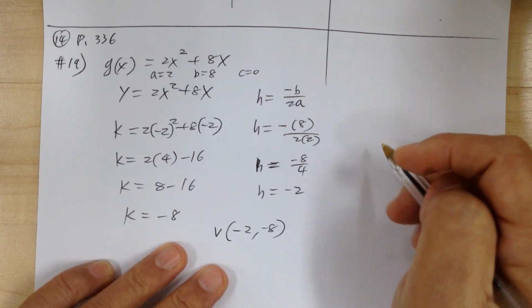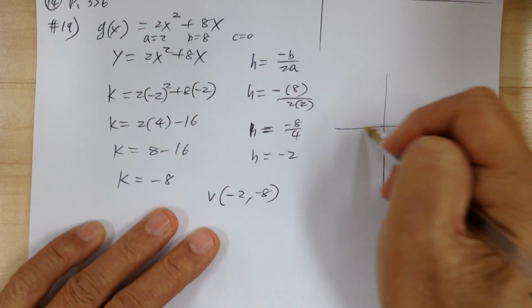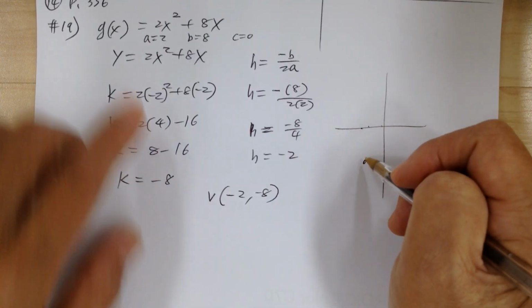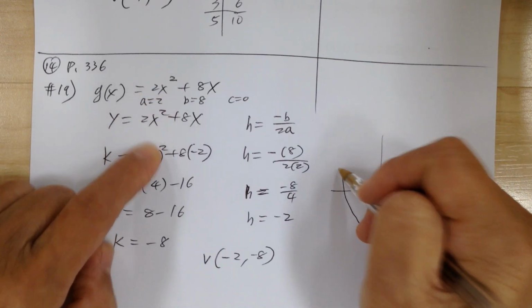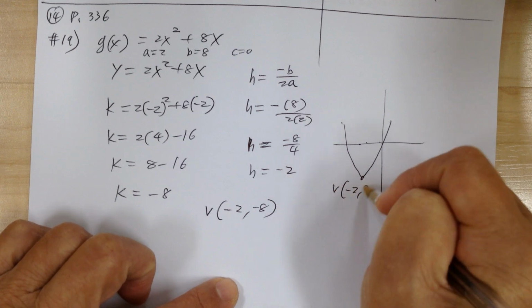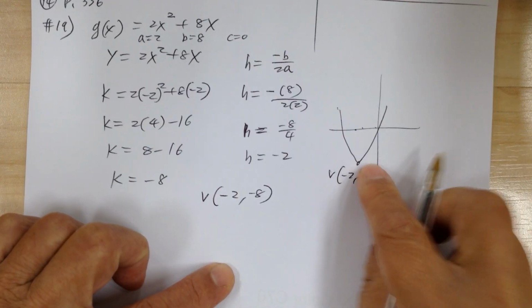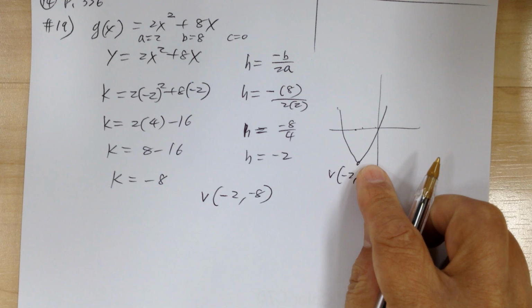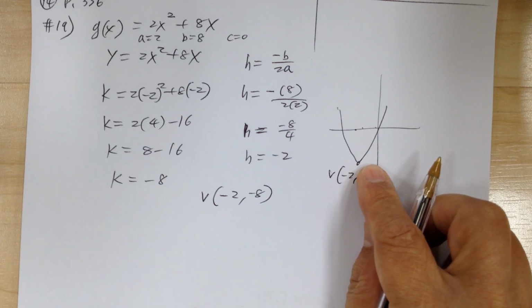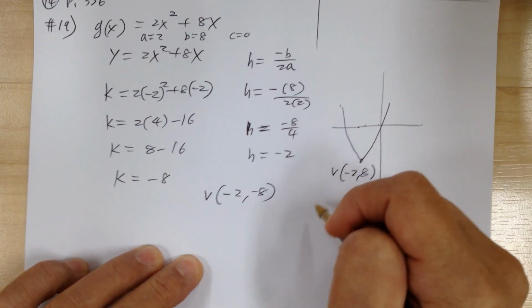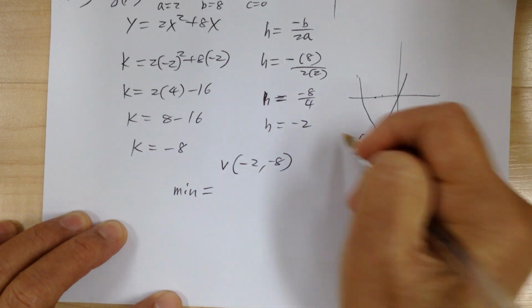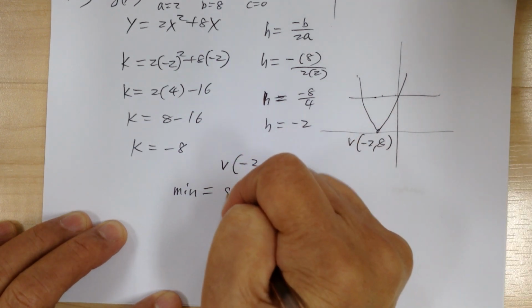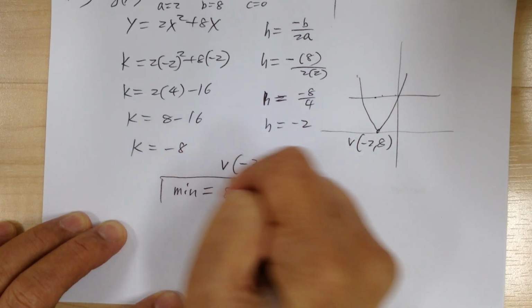If you were to sketch your graph, you're going to get negative 2, negative 8 right over here. And since a is positive, your graph is going to go up like this. So your quick sketch is going to be like this. That's going to answer the question. You're looking for maximum or minimum. Well, in this case the graph's going up, so you're going to get a minimum. The minimum is your y, see over here, so the minimum will equal negative 8. So that's part of your answer.